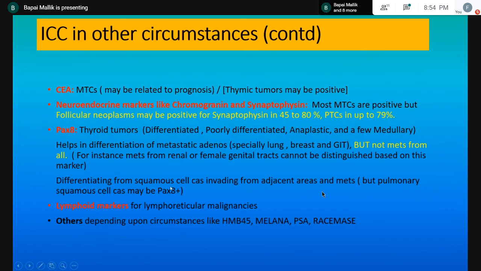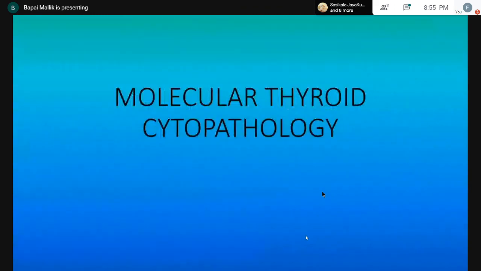And squamous cell carcinomas, okay, good for the adjacent areas, but some pulmonary squamous cell carcinomas have been shown to be taxane positive, so be very careful. Lymphoid markers, of course, for lymphoreticular malignancies, and other markers depending on the situation, like racemase, PSA, melanin, HMB45, whatever you want. These can be positive depending on the circumstances.